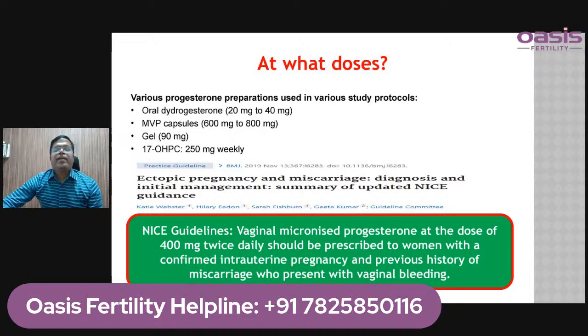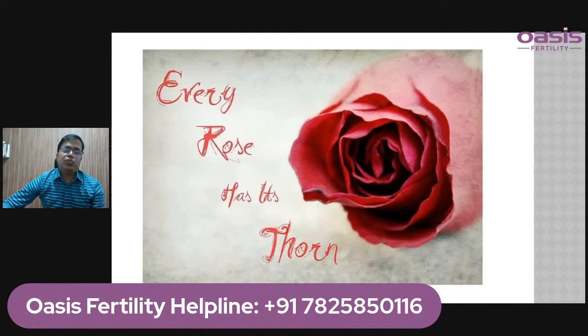And the NICE guidelines recommend that vaginal micronized progesterone at a dose of 100 milligram twice daily should be prescribed to women with a confirmed intrauterine pregnancy and a previous history of miscarriage or presenting with vaginal bleeding. So usually, if you are using the vaginal route, we usually use micronized progesterone 400 milligram twice daily.